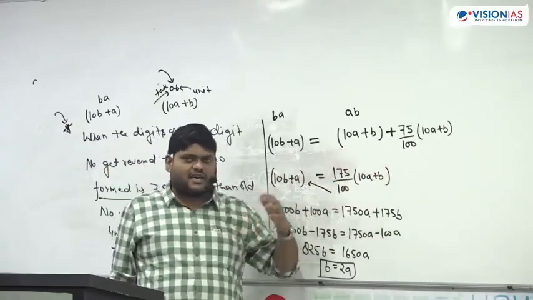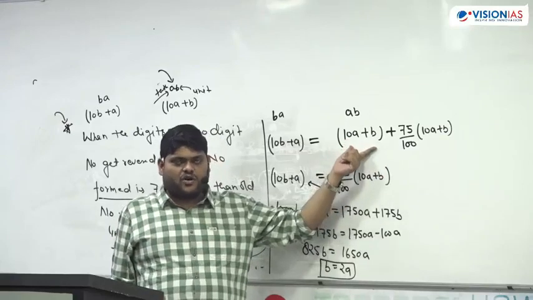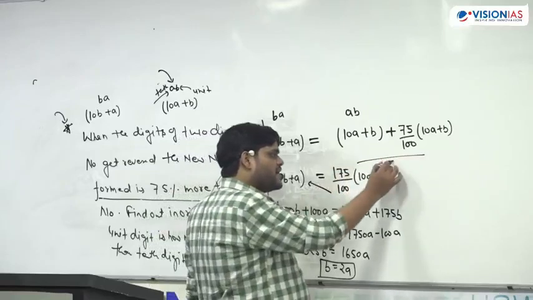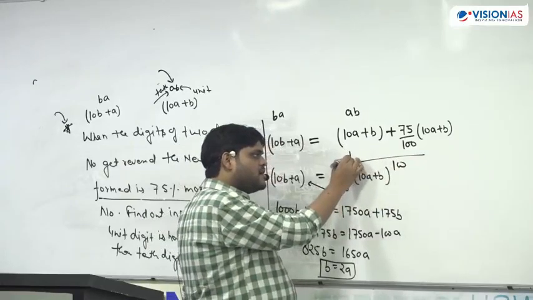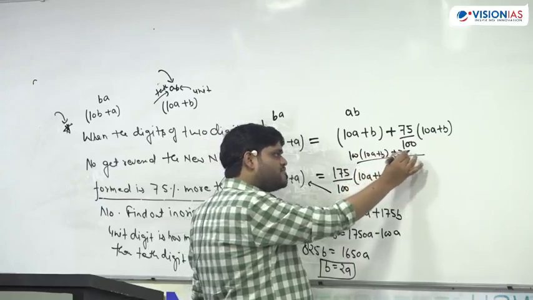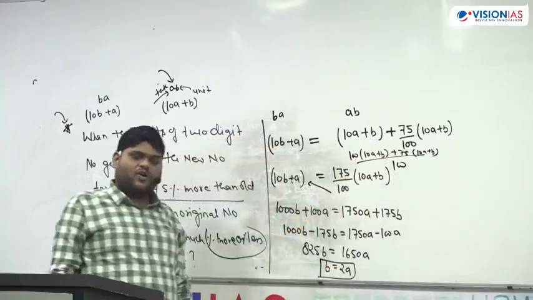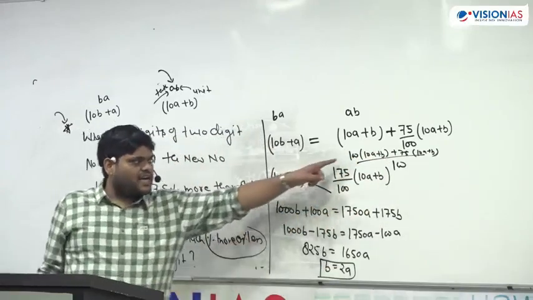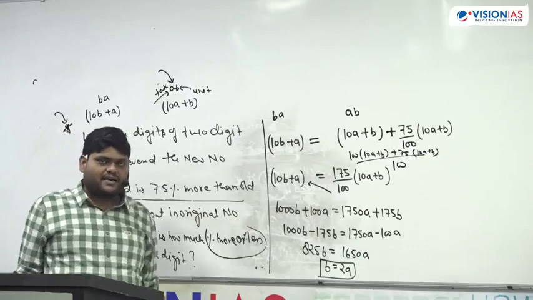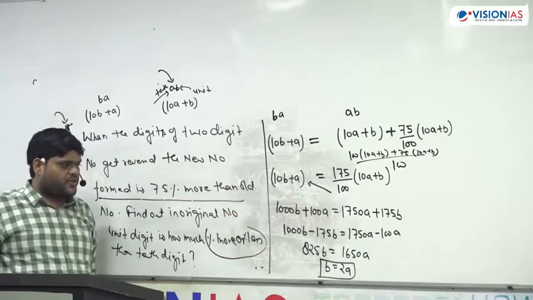Just solve this. I hope you know how to take the LCM and how to do the addition of this. Take the LCM. If you take the LCM, what will happen? This becomes 110A plus B plus 75 10A plus B. If you take 10A plus B common, this becomes 175. And this is what I have written here. You can solve it by addition and all. Now you can solve it. I'm not going to repeat.